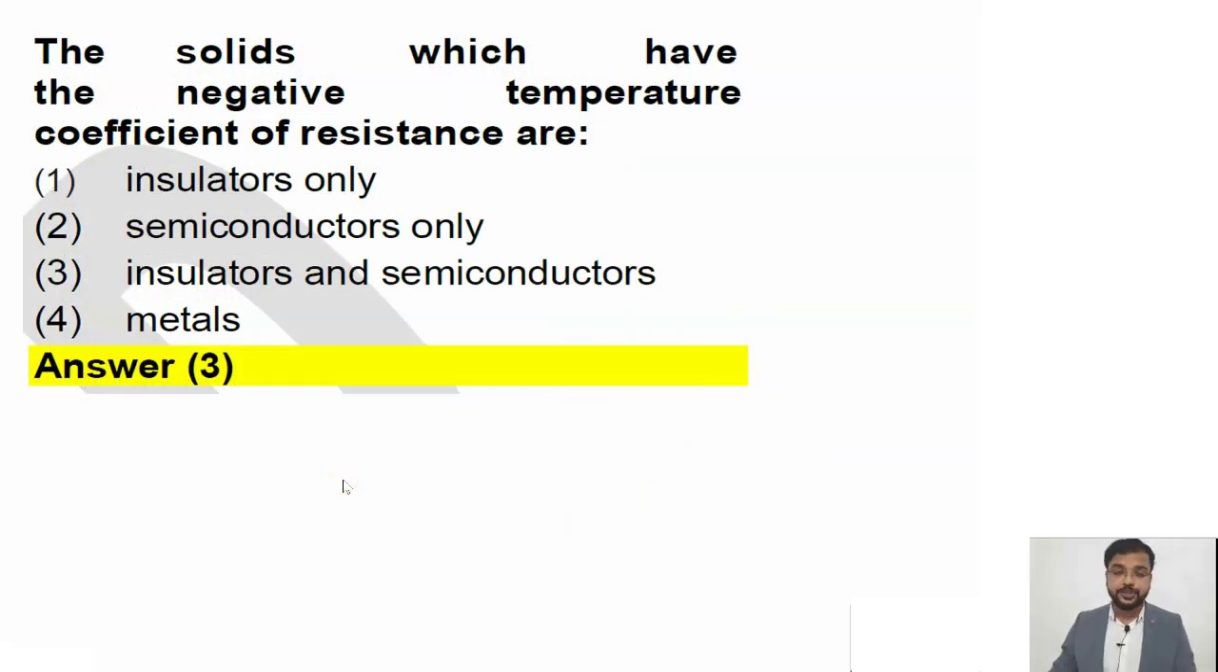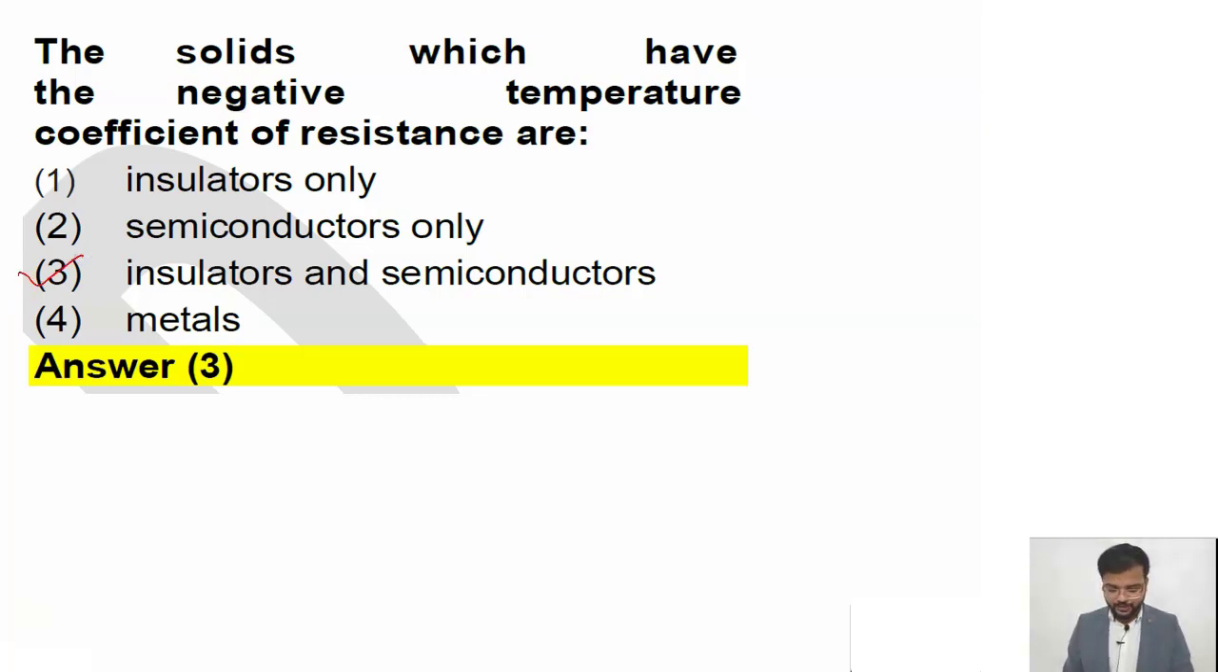Okay, let's see this question. The question is: given a solid which has a negative temperature coefficient of resistance R. Here 4 options are given. The first option is insulators only. The second option is semiconductor only. The third is insulator and semiconductor, and the fourth is metal. For this question, option number 3 is correct.